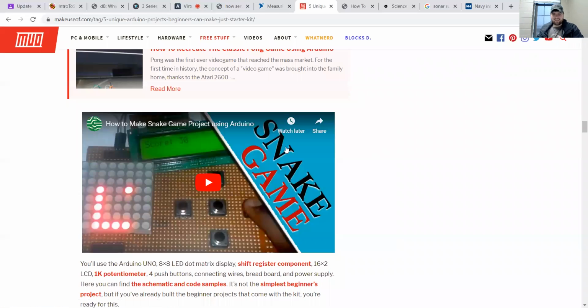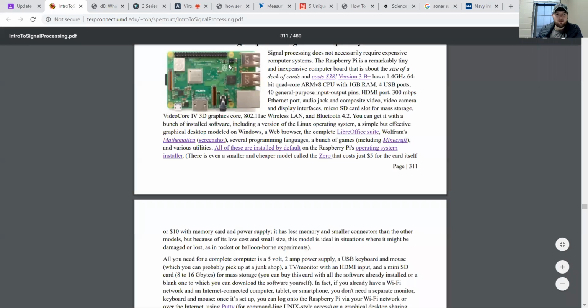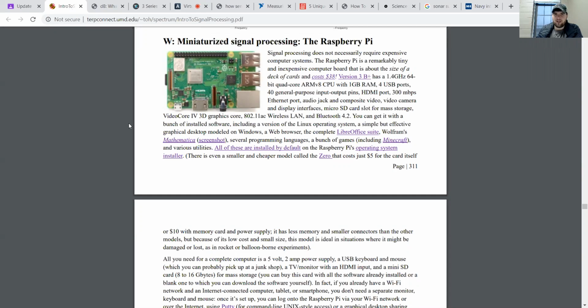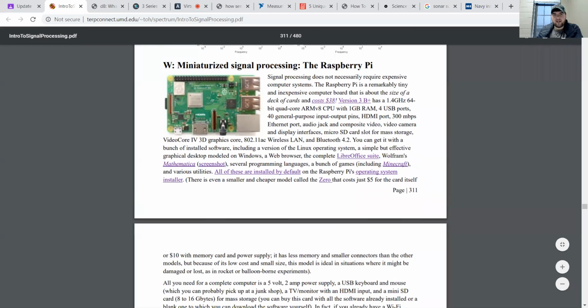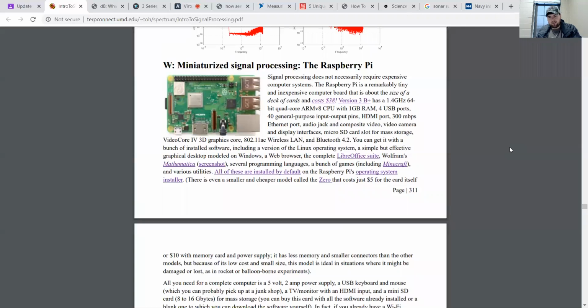Okay, now this is kind of fun. If any of you all have been around and heard about some of the case studies we've been looking at over the past bit, we've been working with the Intro to Signal Processing, a Pragmatic Introduction to Signal Processing by Tom O'Haver, and been taking a look at case studies. Well, the one that I've been reading into recently is case study W, Miniaturized Signal Processing, the Raspberry Pi. Now, this article is about the Raspberry Pi and similarly Arduino units and things such as that.